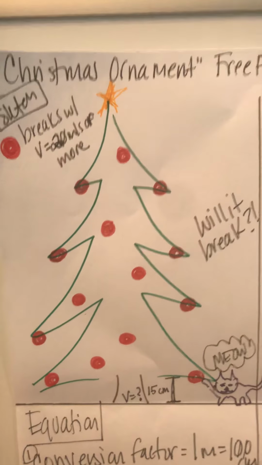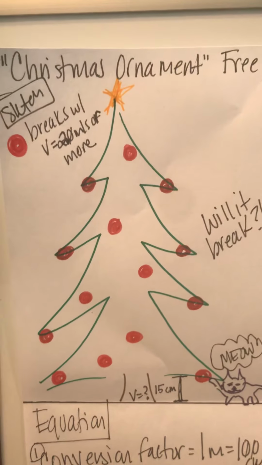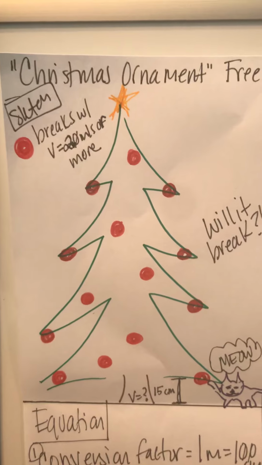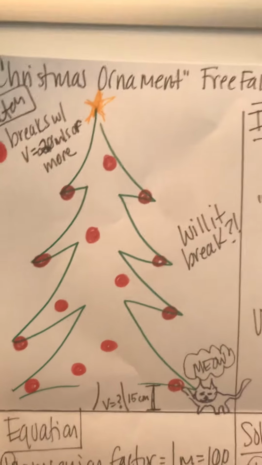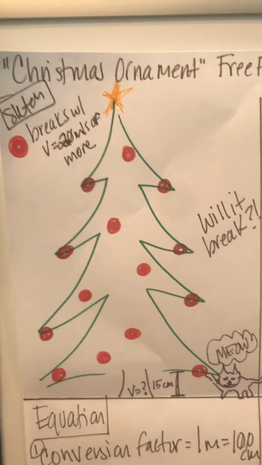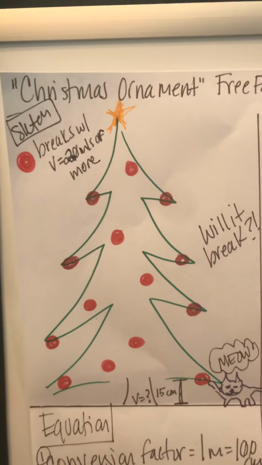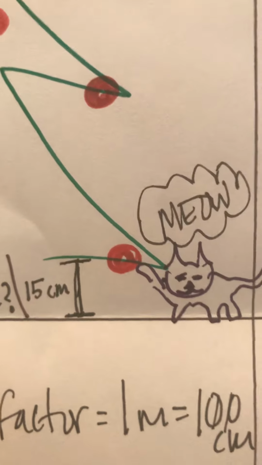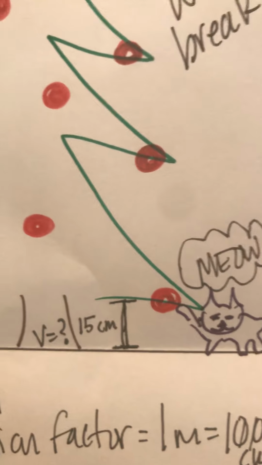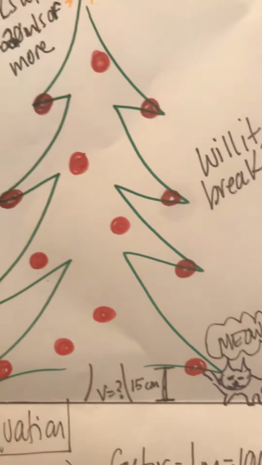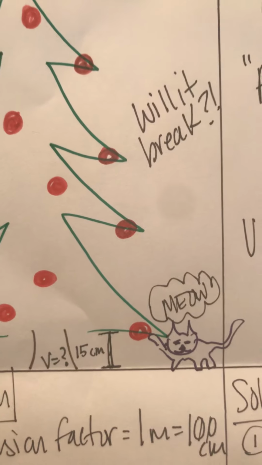All right, we got that annoying cat who is trying to knock ornaments off of the Christmas tree. So what we want to know here is, will that glass Christmas ball that's falling from a height of 15 centimeters, because that cat is annoying and batting it, break when it hits the ground?